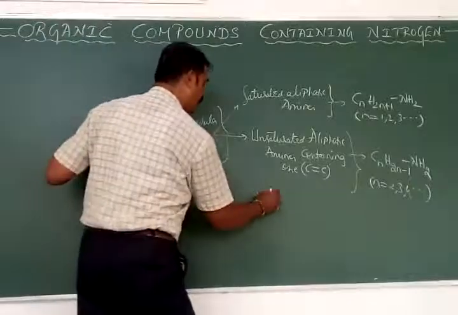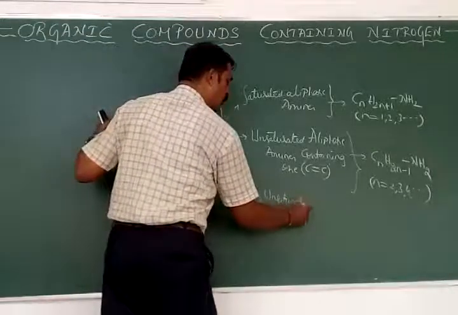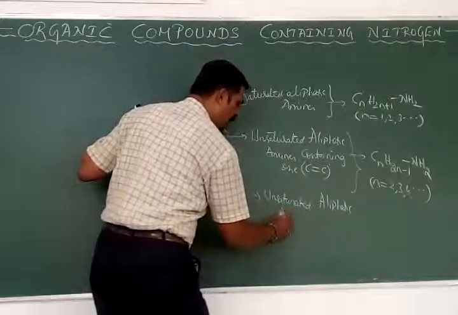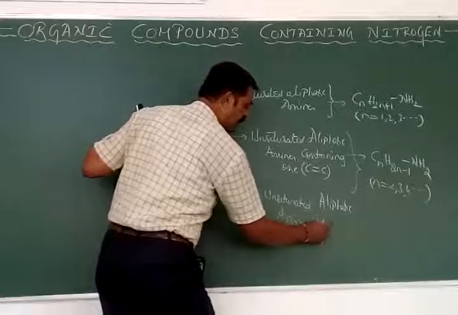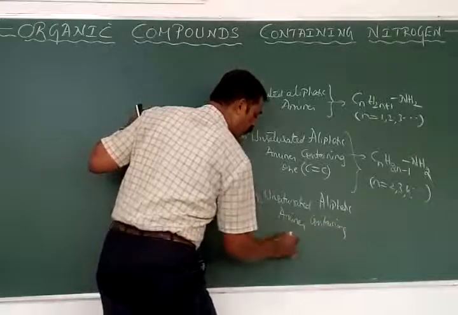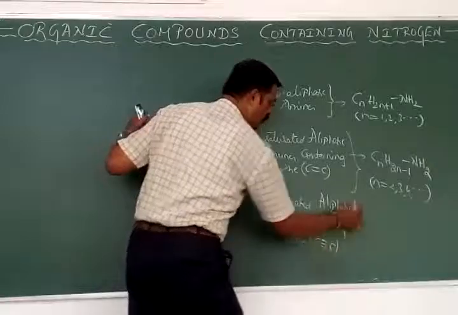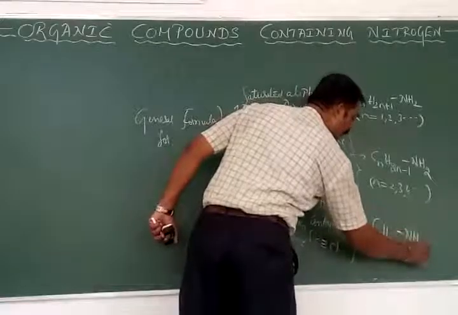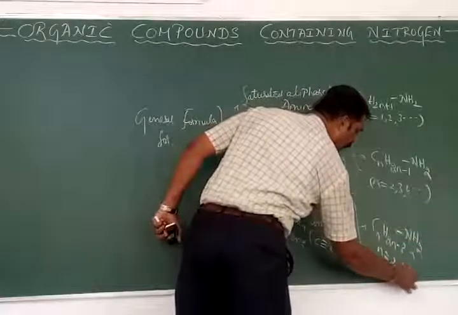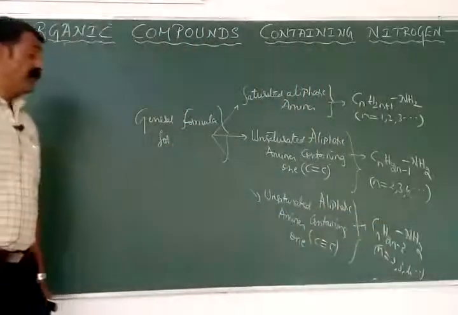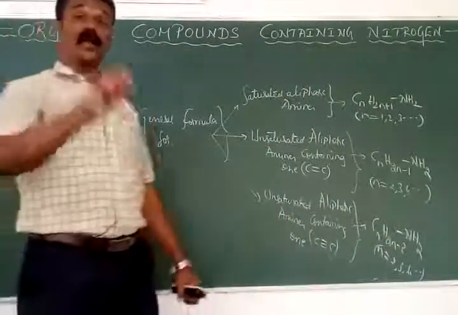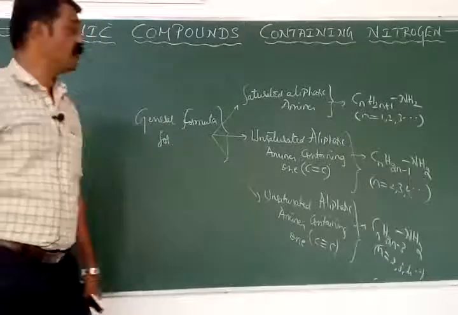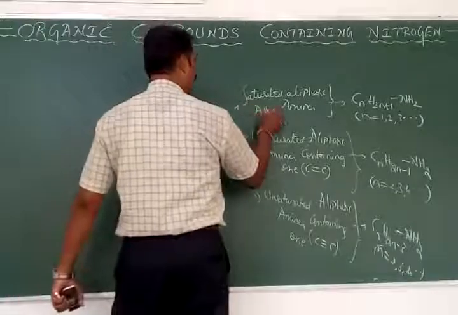NH2. And finally, if it is unsaturated aliphatic amines containing only one carbon-carbon triple bond, it refers to CnH2n-3 with NH2. Again n starts from 2, 3, 4 and so on. Unsaturated aliphatic amines containing only one carbon-carbon triple bond are mentioned as CnH2n-3 with what? NH2. So this is indirectly called alkyl amines.